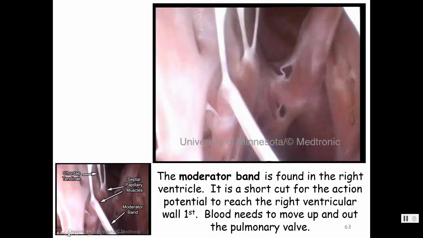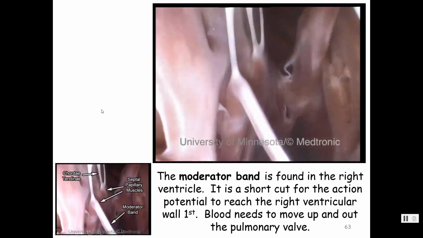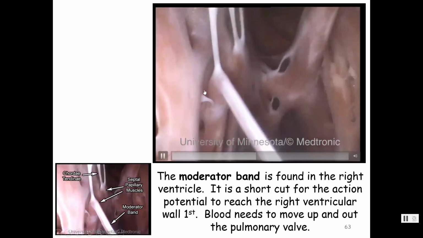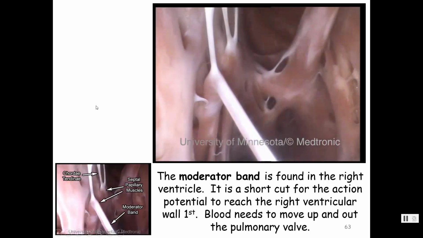So there's a structure in a human heart called the moderator band, and it's just a piece of flesh that is basically going to take that message from the interventricular septum over to that right wall of that ventricle, so the right ventricle. And so we just get that little movement of the wall before the apex. And that's just specifically on the right side, just to make sure blood goes up and out.